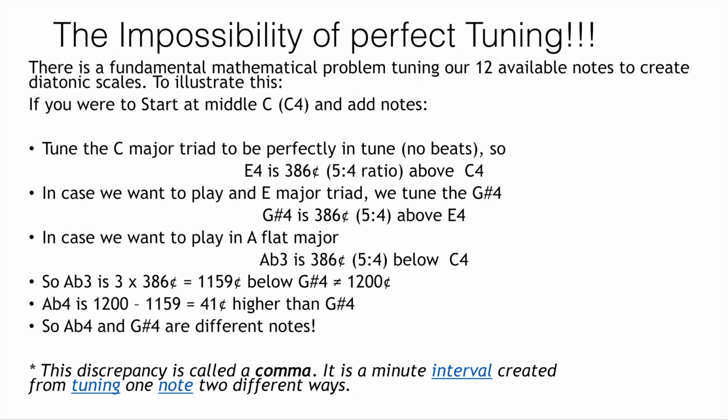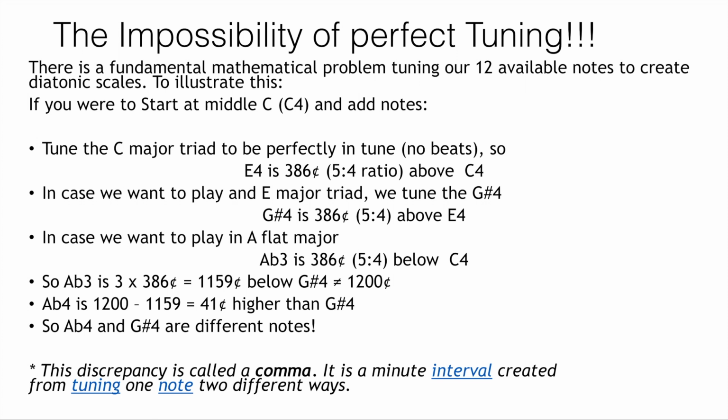Now, there's a problem. When we're dealing with diatonic scales, we have to choose 7 out of our 12 available notes. And if we were to stick with perfectly tuned intervals that have no beats, we run into problems. For example, say we had tuned our notes so that C major was perfectly in tune, in which case the C to E ratio will be 386 cents. But say also we wanted to play an E major triad, so we would make sure we tune our G sharp to also be perfectly in tune.